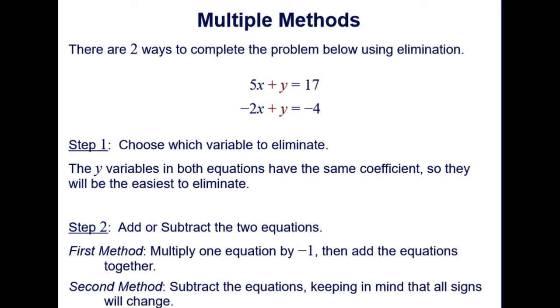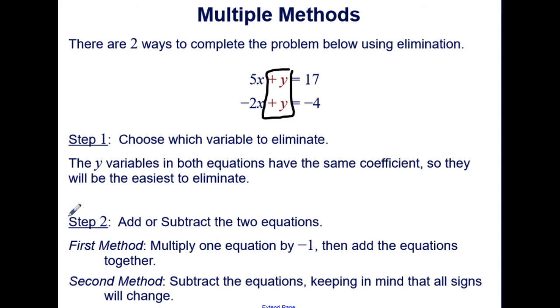So with elimination, there's multiple methods depending on the system they give you. For example, there are 2 ways to complete the problem here: solve this system below using elimination. The first step is choosing which variable to eliminate, and we can see that the y variable in both equations has the same coefficient, a positive 1, so they will be the easiest to eliminate.